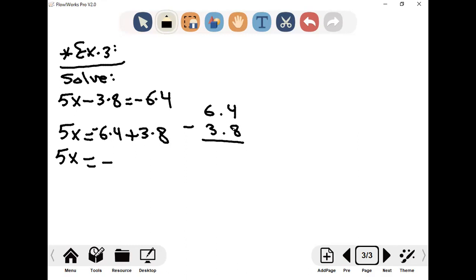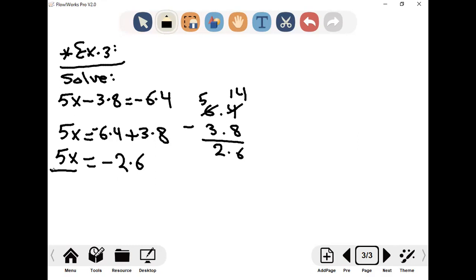4 minus 8, it cannot. This is 5. This is 14. 14 minus 8 is 6. The decimal comes down, and this is 2, right? So the answer is negative 2.6. Now, 5x equal negative 2.6.